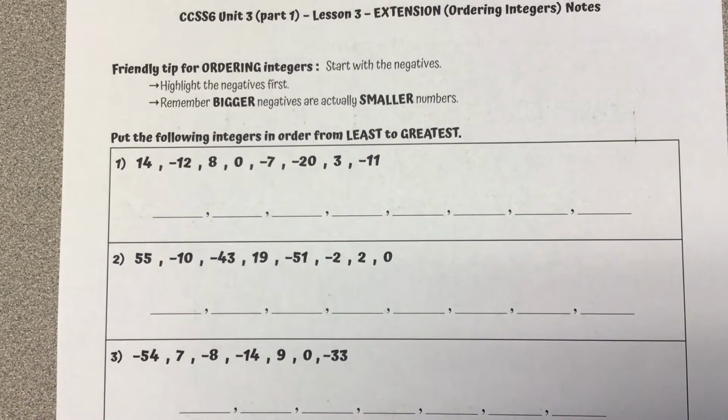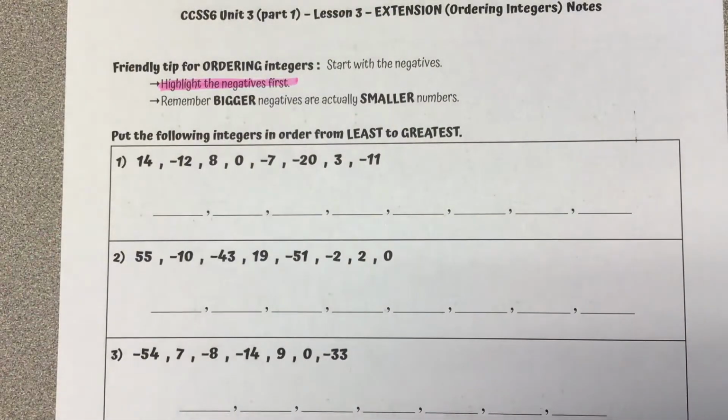For today's extension, we're going to look at ordering integers. So not just comparing integers, but ordering them from least to greatest. So friendly tip for ordering integers, start with the negatives. I'm going to highlight my negatives first, and then we need to remember, bigger negatives are actually smaller numbers.